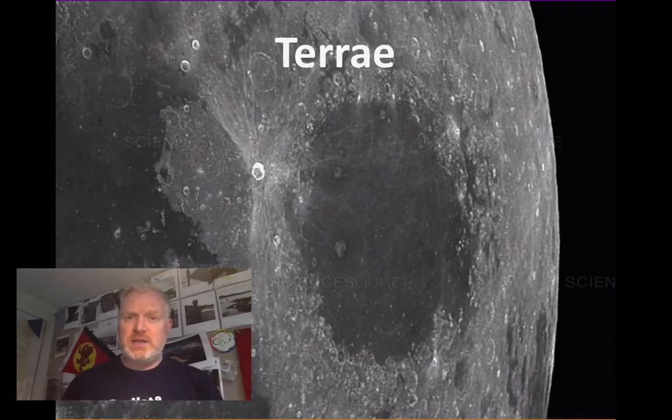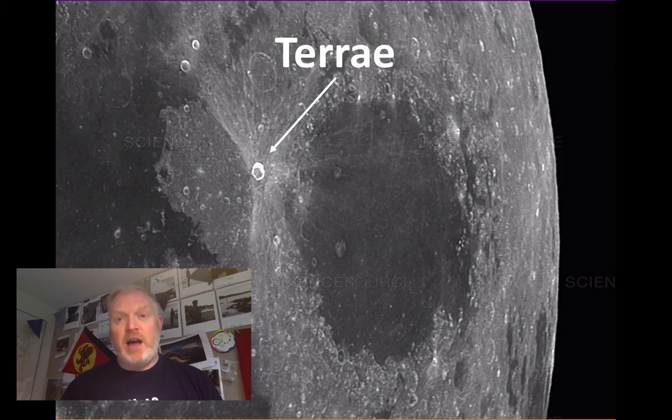Our last word then is terrae, the same image of the moon. This time though, the terrae are these highland areas, the older bits of the Moon's crust. They tend to be lighter in colour as they've weathered a little bit more. They're very, very ancient features of the moon's surface, and as a result are pockmarked with lots and lots of impact craters.